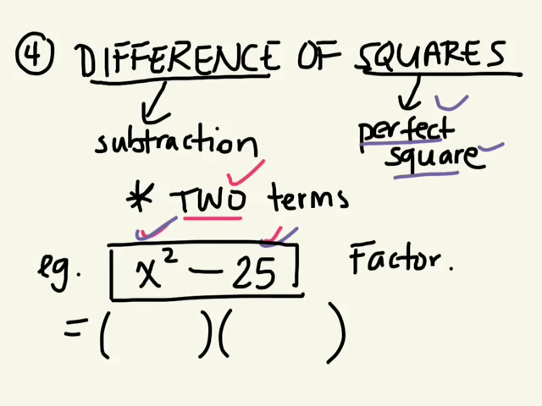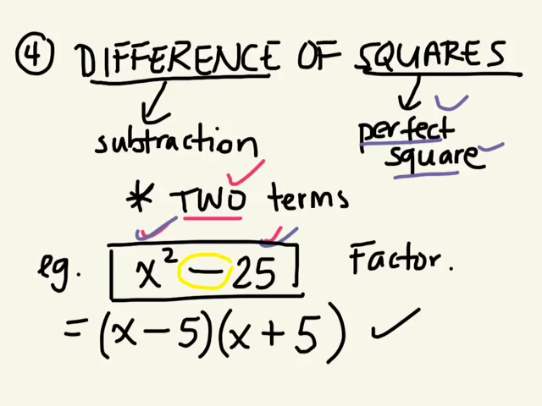Two things that multiply together. So same idea, perfect square. What do you do with a perfect square? Square root it. What's the square root of x squared? What's the square root of 25? Now, because the terms are separated by subtraction, what times what will give you a negative? A negative times a positive, or a positive times a negative. It doesn't matter what order you write it in.